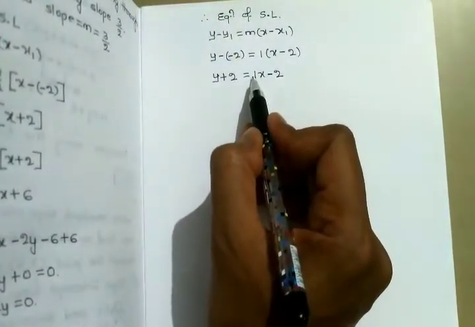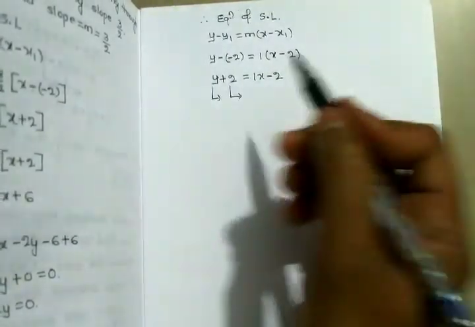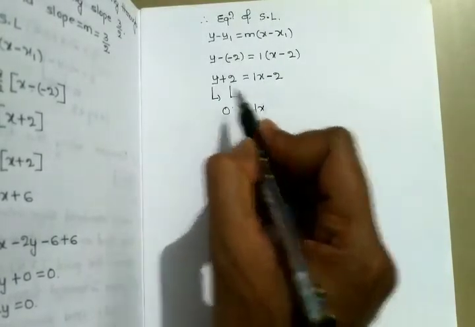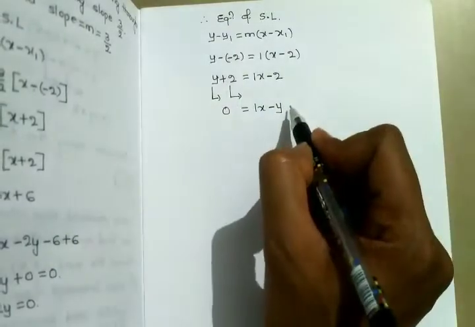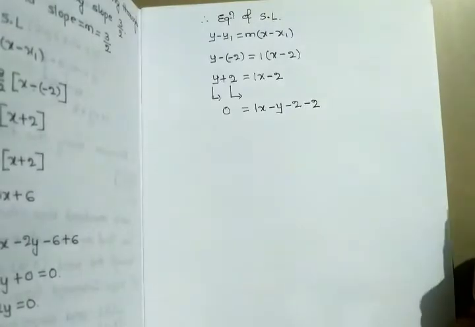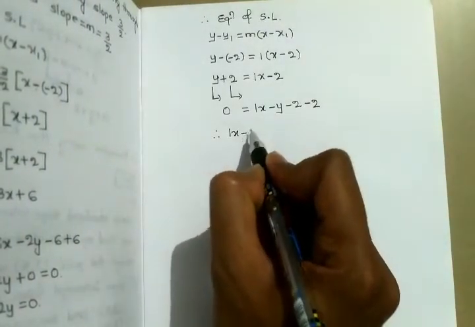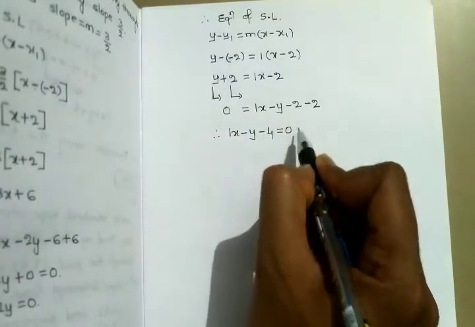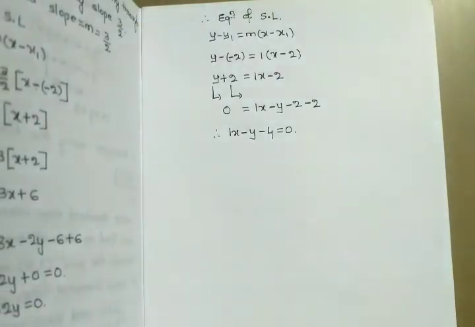Again x contains a positive sign. So I am going to shift plus y and plus 2 to the right hand side. So 0 is equals to 1x, keep it as it is. Plus y becomes what here? Minus y. Plus 2 becomes what here? Minus 2. Already minus 2 is also present on the right hand side. Therefore 1x minus y minus 2 minus 2, that is minus 4, is equals to 0. So this is the required equation of straight line.